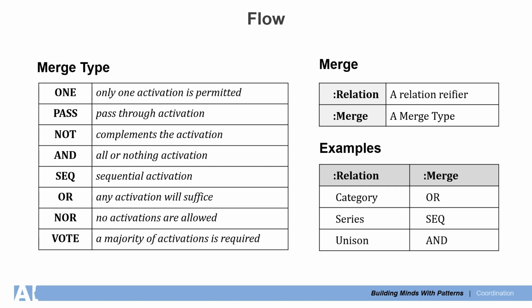The merge connects the relation with a specific merge type. Some examples are: the relation category uses an OR merge, the relation series uses a sequence merge, and the relation unison uses an AND merge.